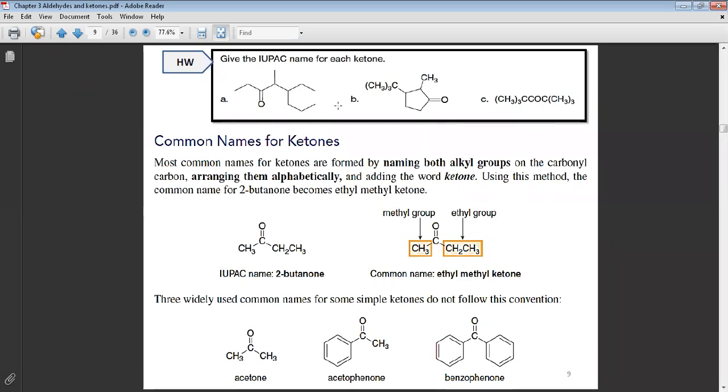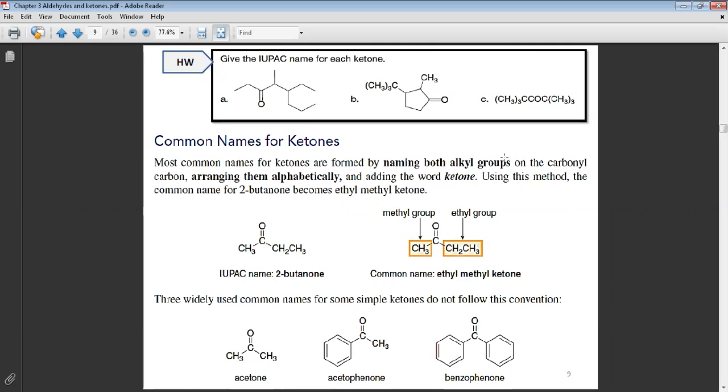Also, we have the common name for the ketones. Okay, the commercial name. Look, most common names for ketones are formed by naming both alkyl groups. It is a system like ether. If you remember for ether, we said ethyl methyl ether. The same thing here. They use it for the commercial name for the ketone. They say ethyl methyl ketone.